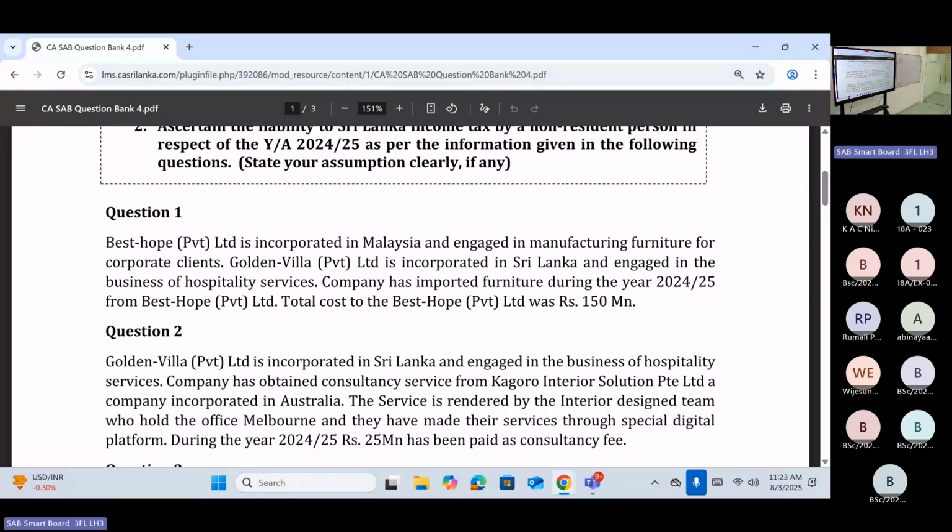The Malaysian company, Westhoff, what are they doing? They are manufacturing furniture, basically used by corporate clients, so office furniture and that type of thing. Golden Villa Private Limited is a company incorporated in Sri Lanka. They are in hospitality services, like the tourism industry. They import some furniture from Westhoff, that Malaysian company. Total cost to Westhoff Private Limited was 150 million. So the question is whether there is a permanent establishment or not.